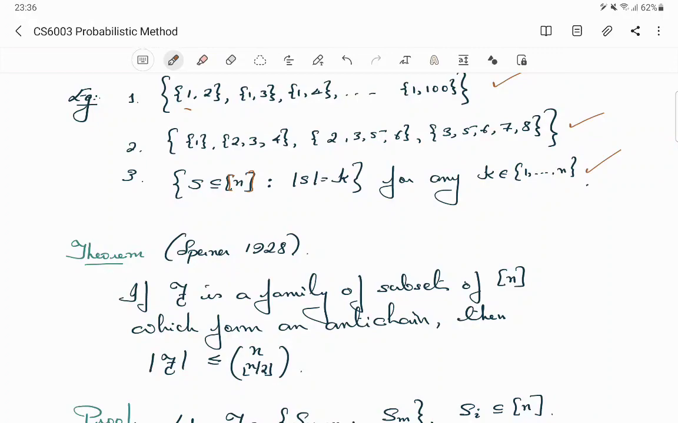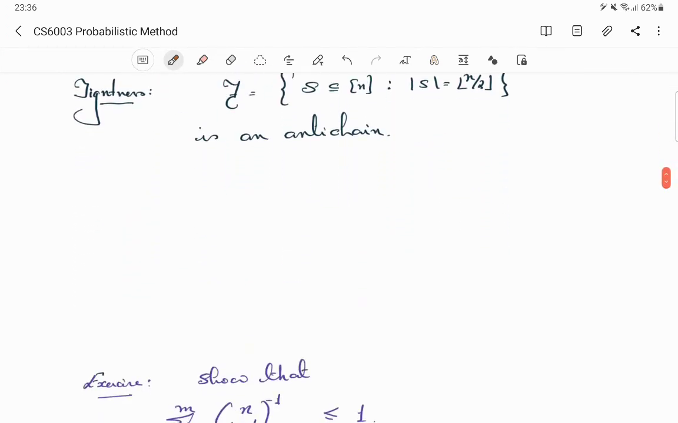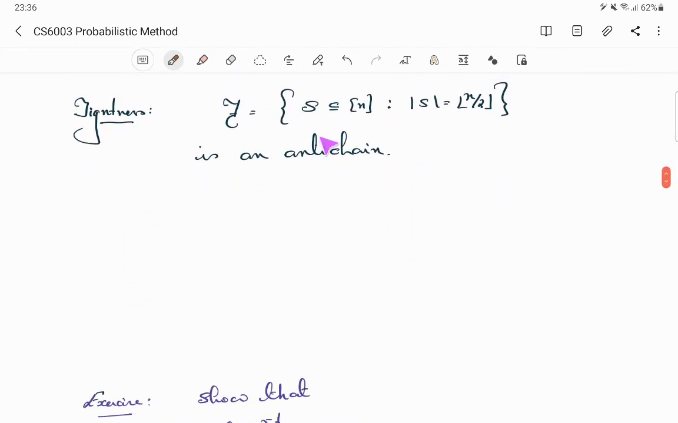So this says that if F is a family of subsets of this universal set {1, ..., n}, so your ground set has n elements, and this family forms an antichain, then the number of sets in the family is at most n choose floor(n/2). This is what this theorem says. By the way, you can see that this bound is tight. I'll skip the proof. And why is this example tight?